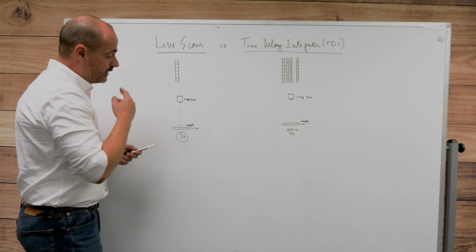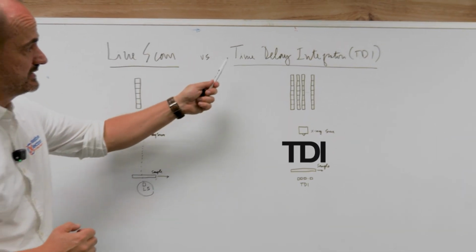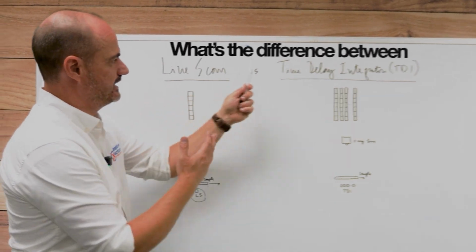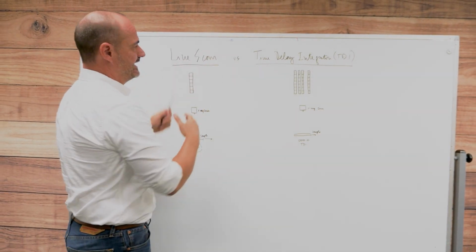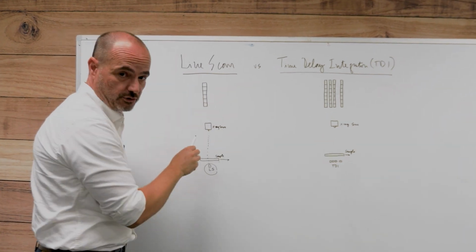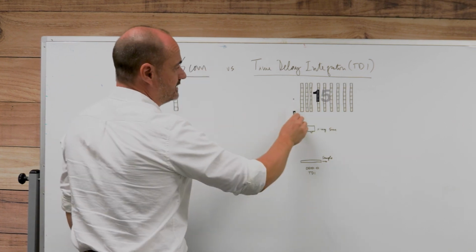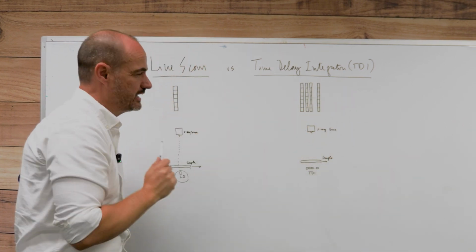Now, there's a special type of line scanner called TDI, which is time delay integration. And a lot of people ask us, what's the difference between a line scanner and a TDI? A TDI is a type of line scan. It's a special type because instead of having just one column with a bunch of rows, or a bunch of pixels, the TDI has several columns, 150 columns, right? Several columns with a special characteristic.